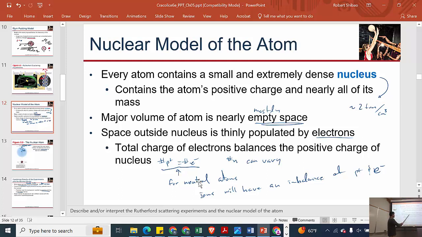The space outside the nucleus is thinly populated by electrons. The total charge of the electrons balances out the positive charge of the nucleus. So the number of protons in a neutral atom is equal to the number of electrons. The number of neutrons can vary, though. Ions will have an imbalance of protons and electrons.